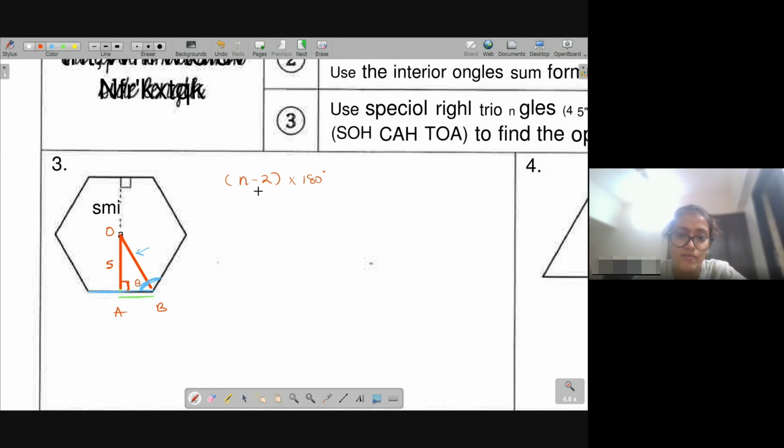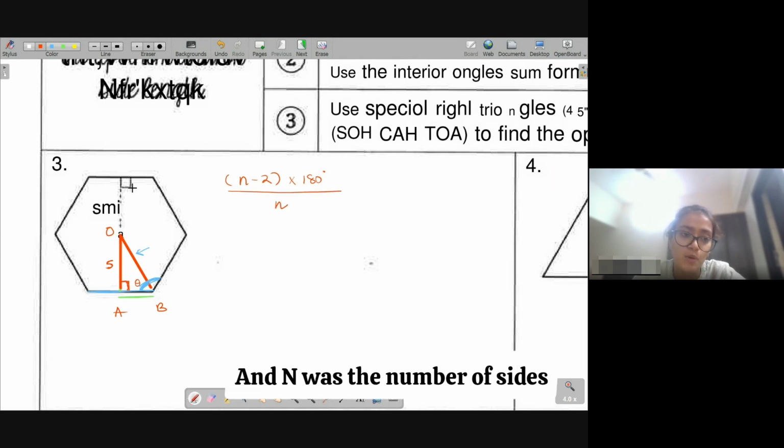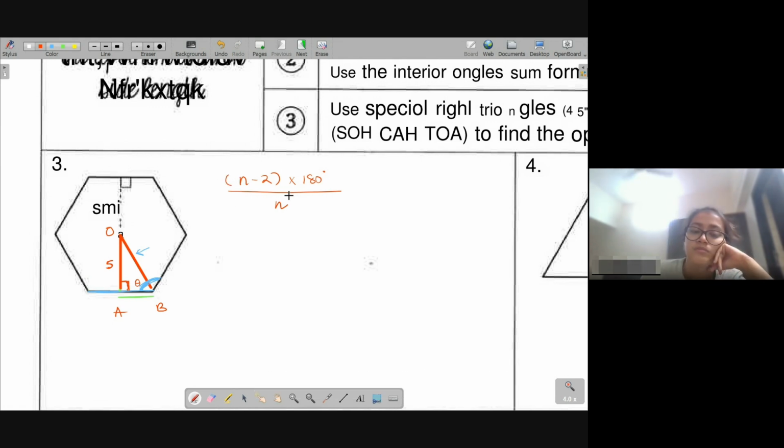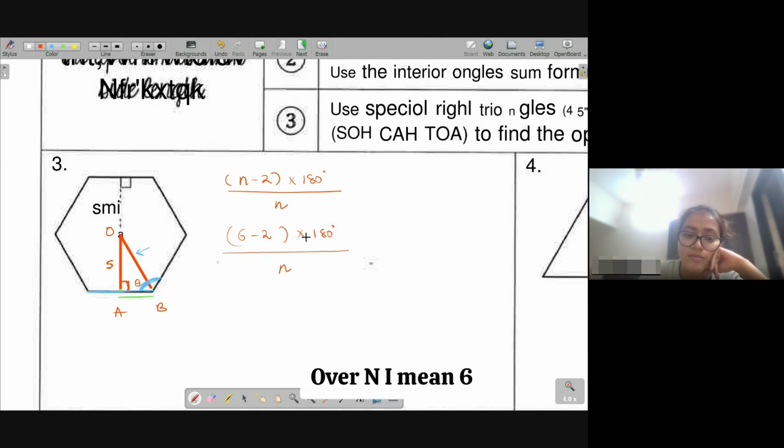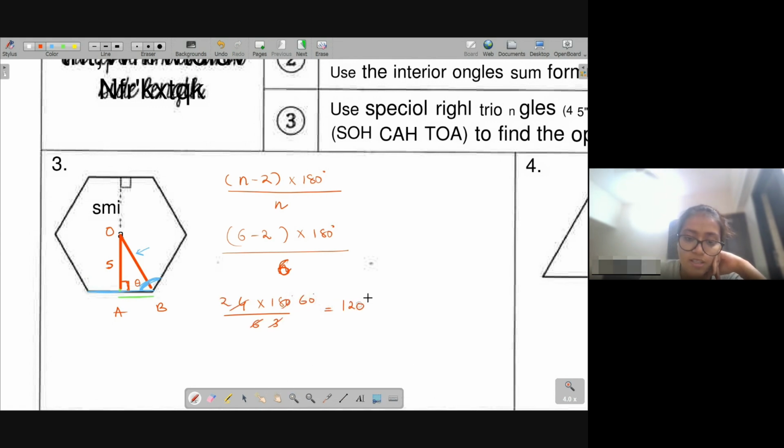So n minus 2 times 180 divided by n, and n was the number of sides. We have 6 sides here, so 6 minus 2 times 180 over 6. So this is 4 times 180 over 6. How much is that? 2 times 2, 2 times 3, this goes 60. So 2 times 60 is 120.